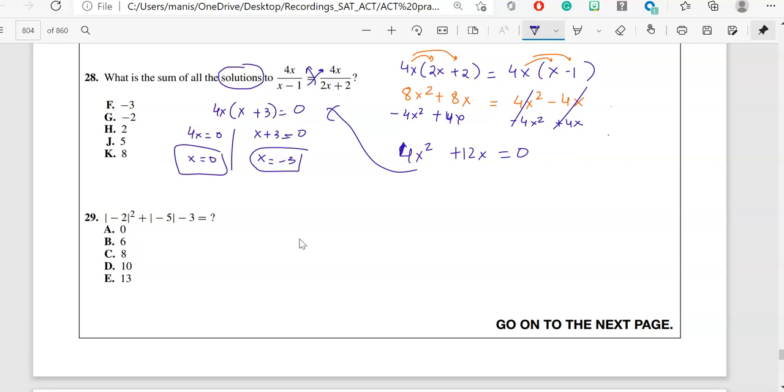What does the question say? The question says sum, add. So 0 plus negative 3 is what? It is negative 3. So answer choice F is the correct answer for this problem.